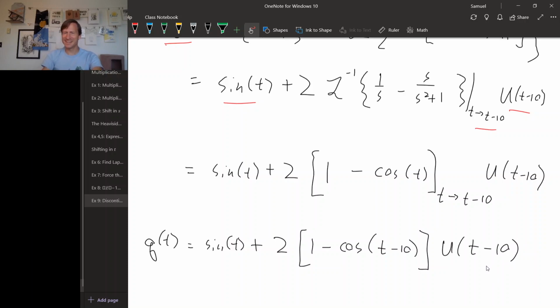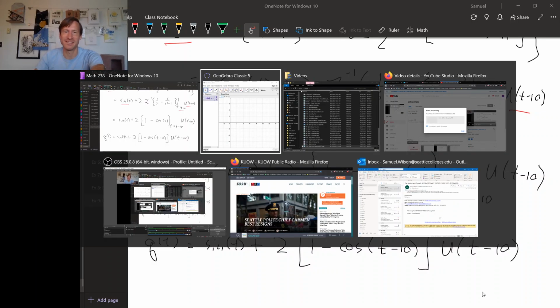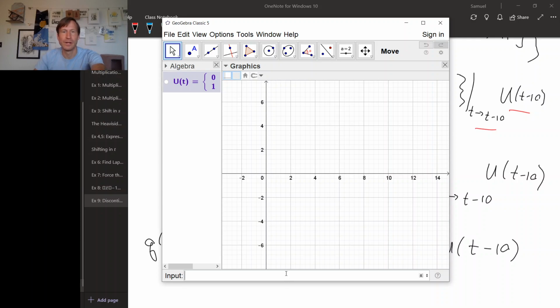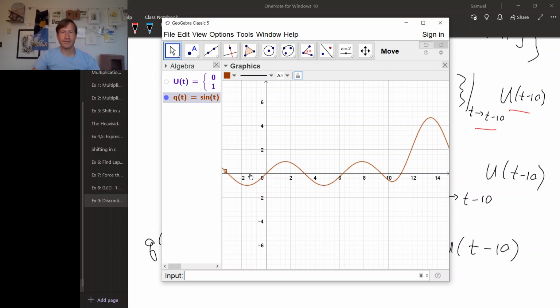Okay, so there it is. Of course, it would be nice to look at a graph of this to see what actually happens to this system as time goes on. So let's graph this thing. I have GeoGebra set up so that the Heaviside function is already here. So our function q of t is sine of t plus 2 times 1 minus cosine of t minus 10, and then the second term gets multiplied by u of t minus 10. Okay, so there it is.